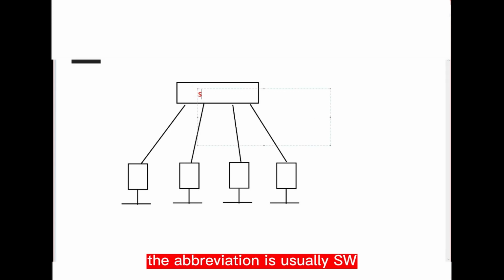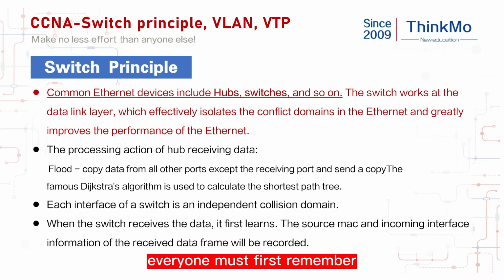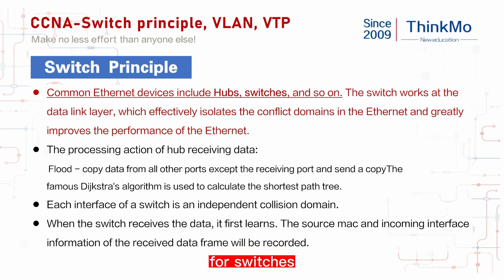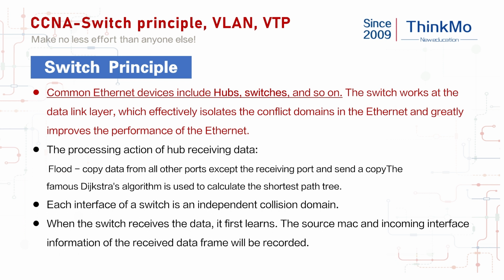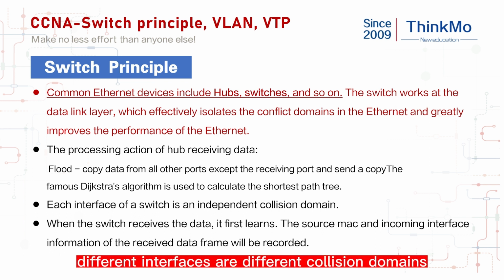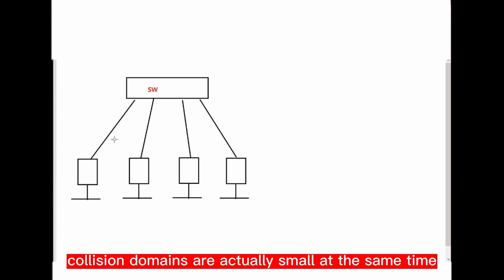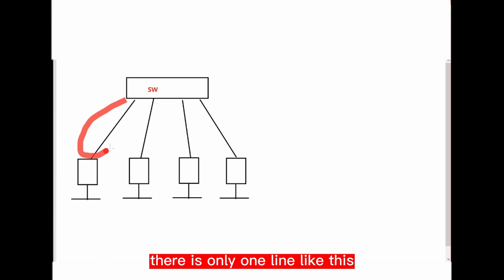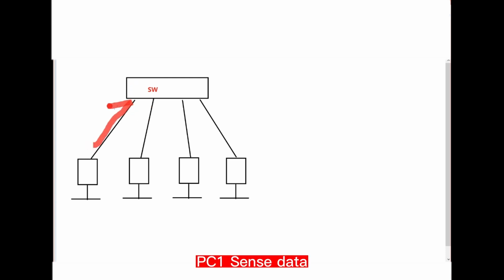The abbreviation is usually SW. Switches work differently than hubs, based on physical hardware. Everyone must first remember: for switches, each interface of a switch is a collision domain. Different interfaces are different collision domains. It means collision domains are actually small at the same time. There is only one line like this. So now receiving and sending data has no effect. PC1 sends data, PC2 can also send.